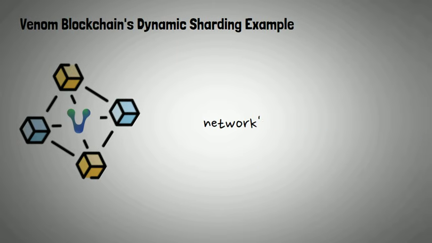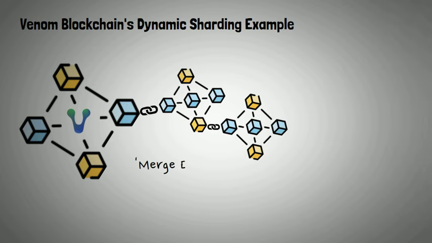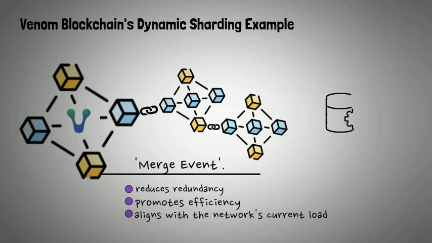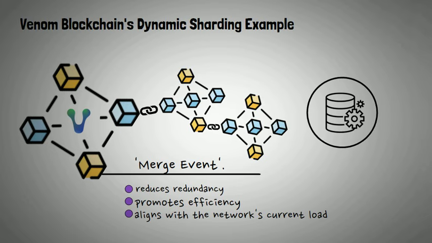Now, let's imagine the network's transaction load decreases. Here's where the network triggers a merge event. The sibling shard chains merge their states into a single shard chain. This process reduces redundancy, promotes efficiency, and aligns with the network's current load. This dynamic cycle of splitting and merging ensures that the Venom blockchain can scale up and down in response to the network load. It's like having a living, breathing organism that adjusts to its environment. This flexible, real-time adaptation is the true genius of dynamic sharding.